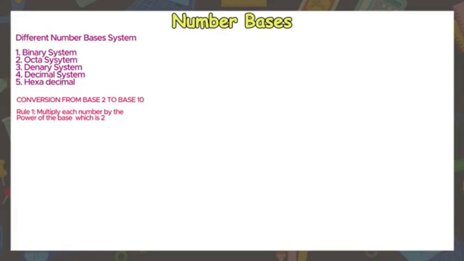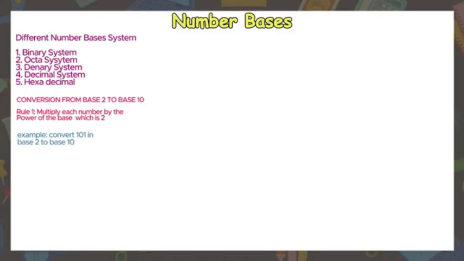For example, convert 101 in base 2 to base 10. We go with this rule 1. We multiply each number. That is, we label from the back. Solution.